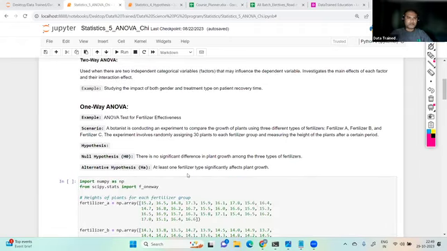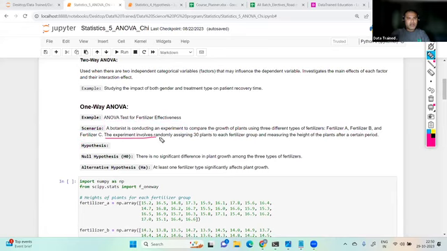One-way ANOVA. Let's take one example: an ANOVA test for, let's say, fertilizer effectiveness. Let's talk about a scenario here. A botanist is conducting an experiment to compare the growth of plants using three different types of fertilizers. I'm sure everyone knows there are a lot of fertilizer types. So let's say fertilizer A, fertilizer B, and fertilizer C.